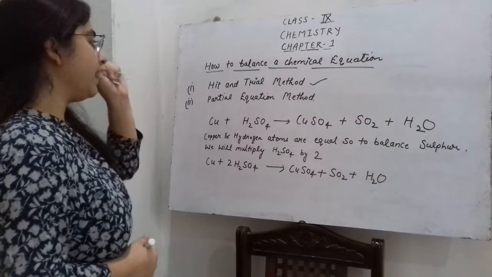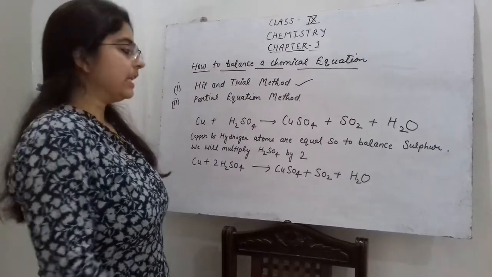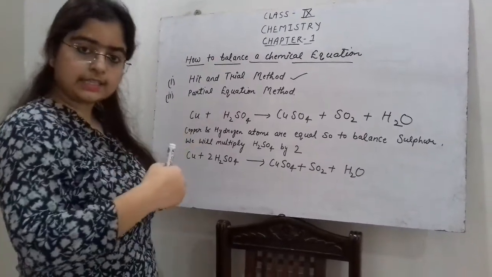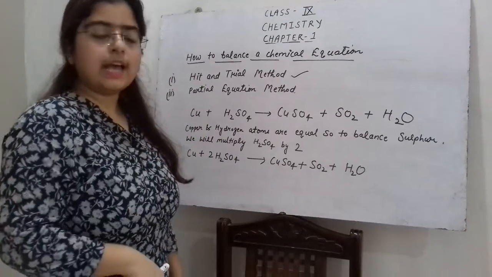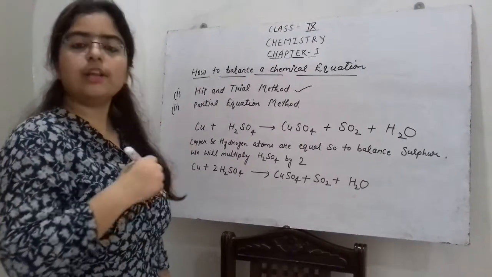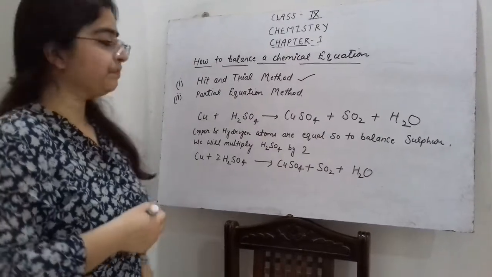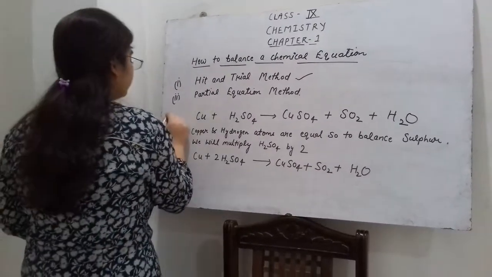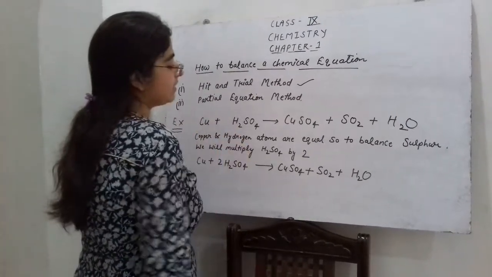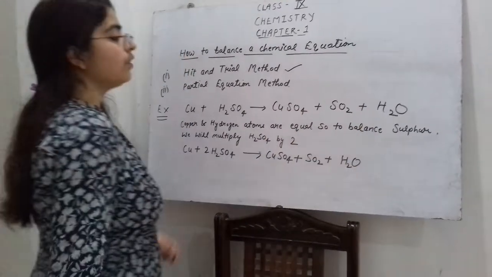So in the hit and trial method, first of all what we do, we count the number of atoms of each element in the reactant side and in the product side. And then if the number of atoms of each element are not equal on both the sides, then we try to equalize them. Let's take one reaction here. We have taken a reaction in which copper and sulfuric acid reacts to form copper sulfate, sulfur dioxide and water.